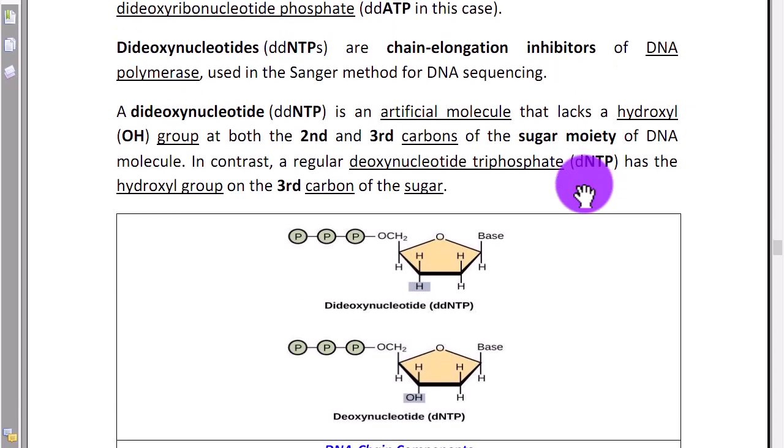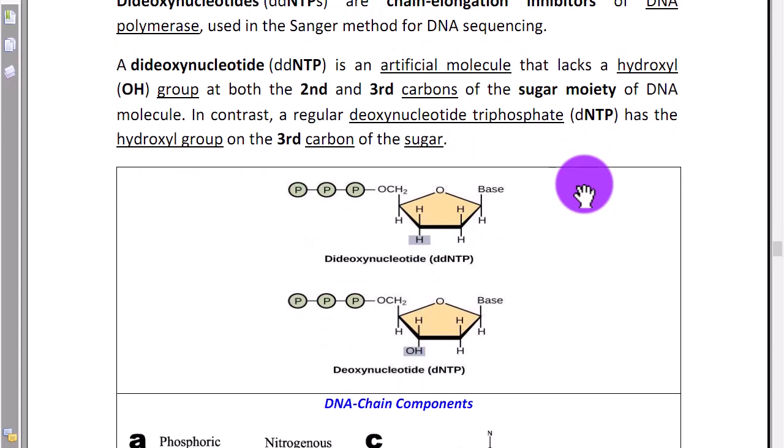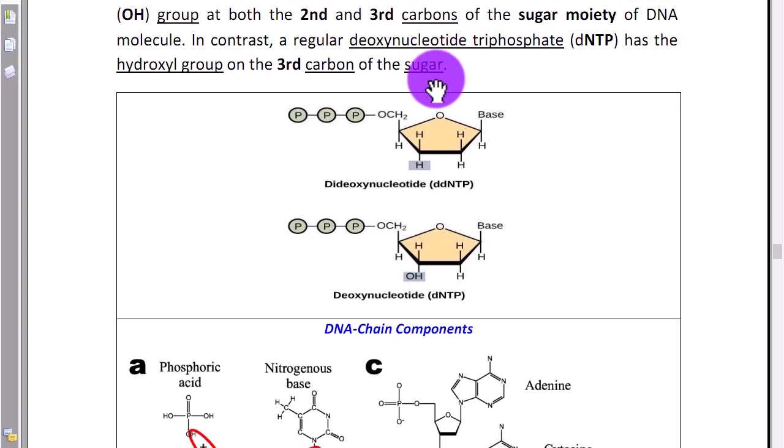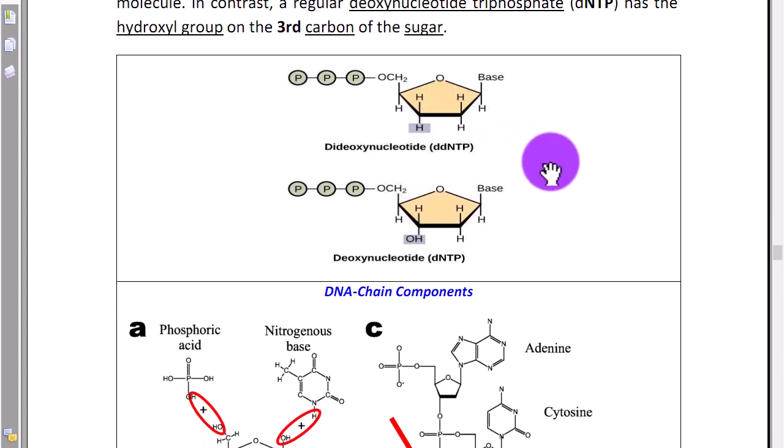Dideoxynucleotides are chain elongation inhibitors of DNA polymerase used in the Sanger method for DNA sequencing. A dideoxynucleotide ddNTP is an artificial molecule that lacks a hydroxyl group at both the second and third carbon of the sugar moiety of DNA. In contrast, a regular deoxynucleotide triphosphate has the hydroxyl group on the third carbon of the sugar.